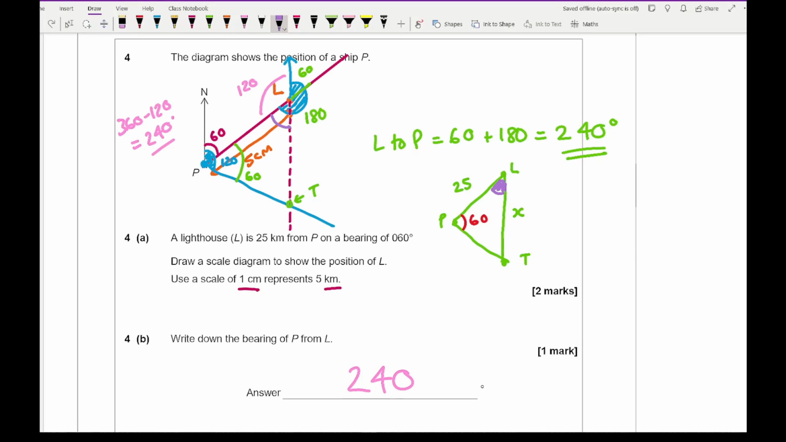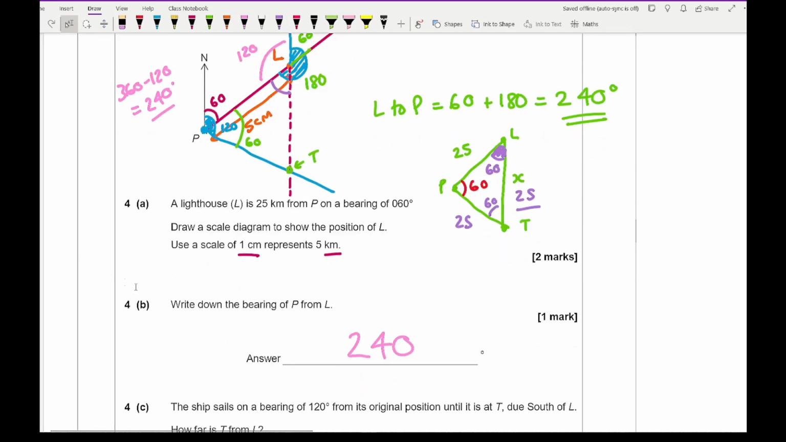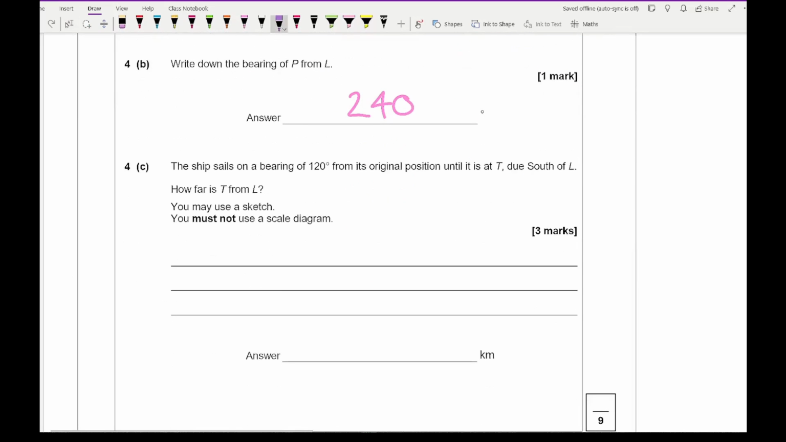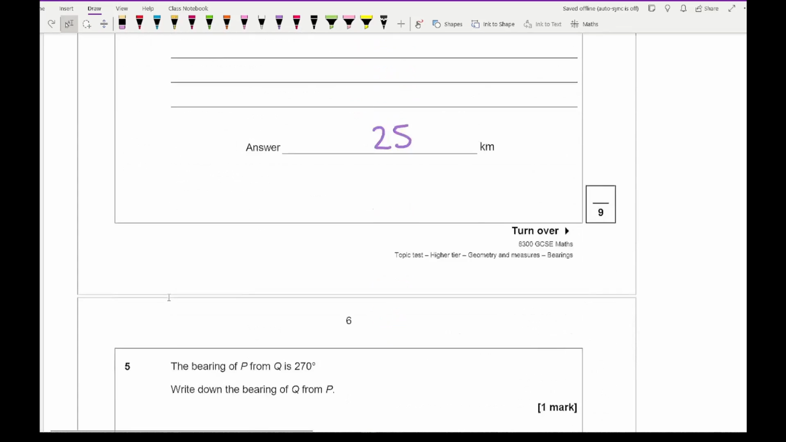Well, that's going to be 180 take away 120, which is 60, which basically means that this triangle here is going to be an equilateral triangle, which means that all the sides are going to be the same. So that means that all the sides would be 25. So therefore, the distance from T to L is going to be 25 kilometers.